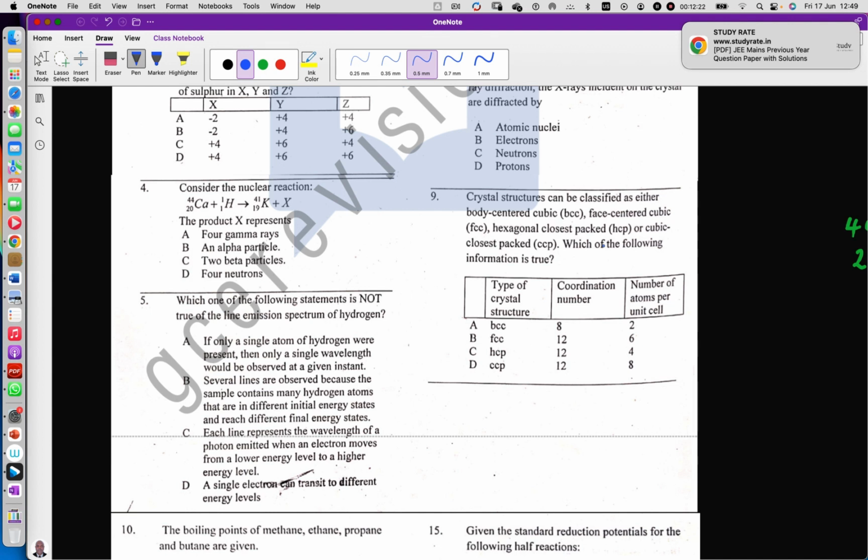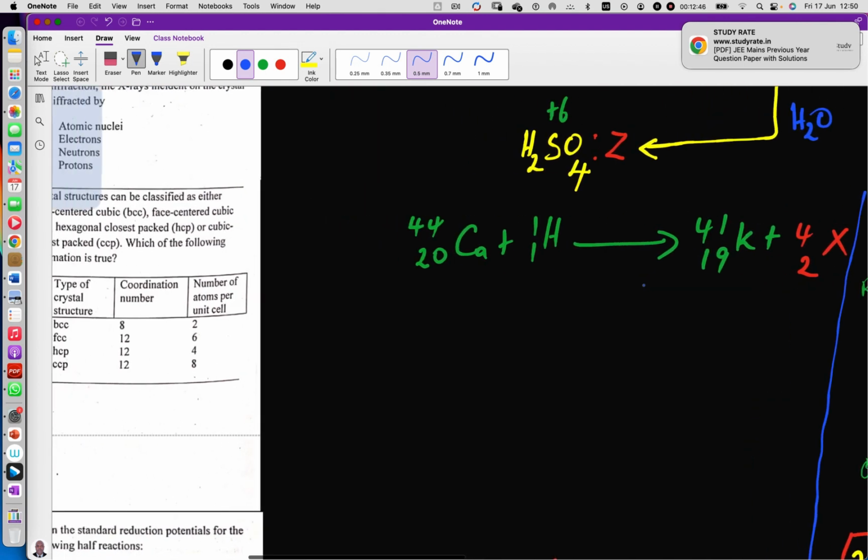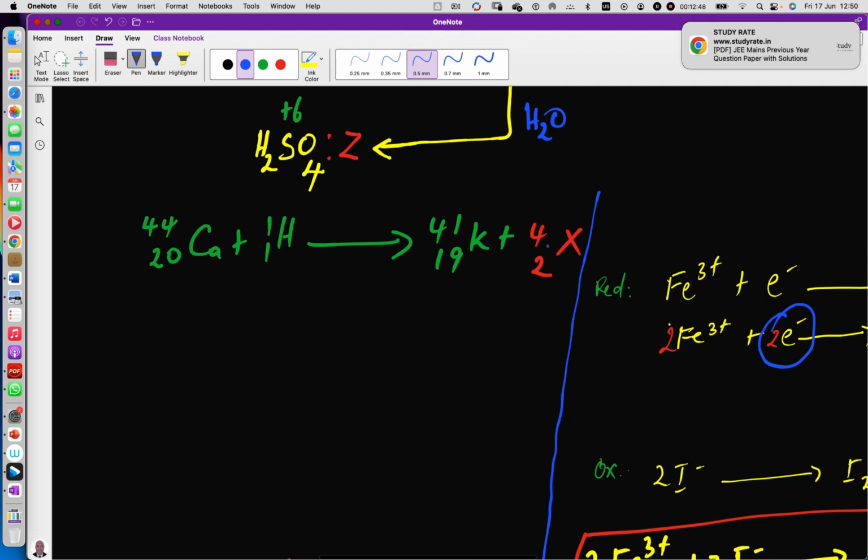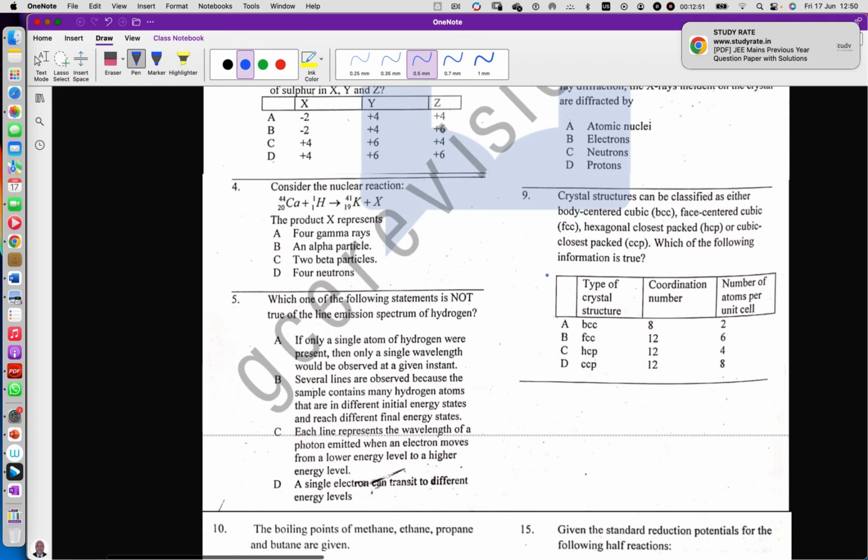Is it gamma rays or alpha rays? It will represent an alpha particle, because an alpha particle, or helium particle, has a mass of 4 and atomic number of 2. So our answer here will be B. The answer for 4 is B.